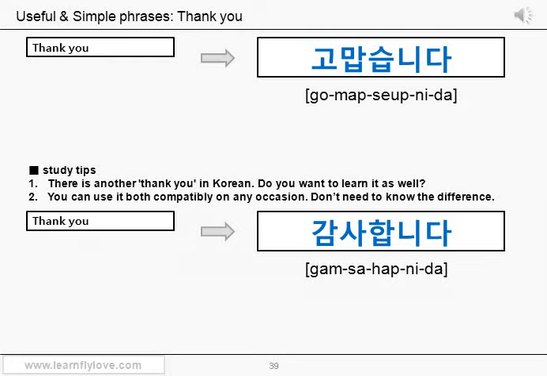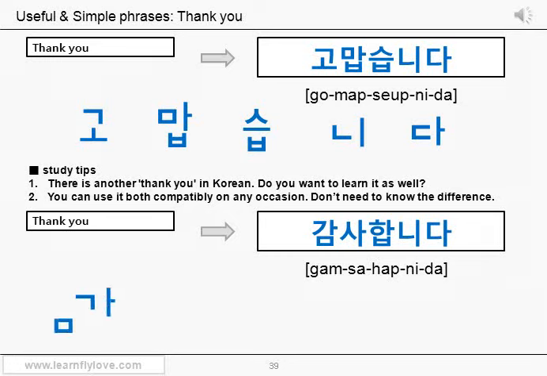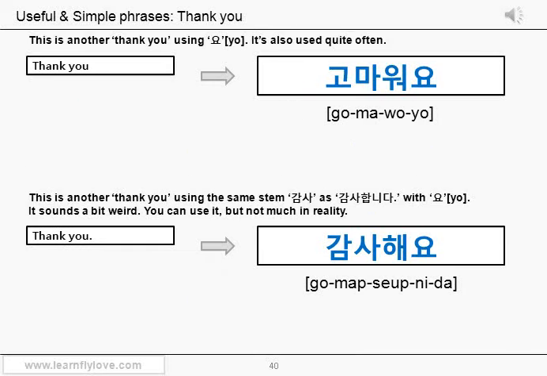Let's take a look at some simple phrases that you can find everywhere. Thank you. 고맙습니다. 그, 고, 무, 마, 맙, 스, 스, 습, 느, 니, 드, 다. 고맙습니다. There's another thank you. 감사합니다. 그, 가, 감, 스, 사, 흐, 하, 합, 느, 니, 드, 다. 감사합니다. You can say thank you using the other honorific suffix 요. It sounds less formal. Thank you.